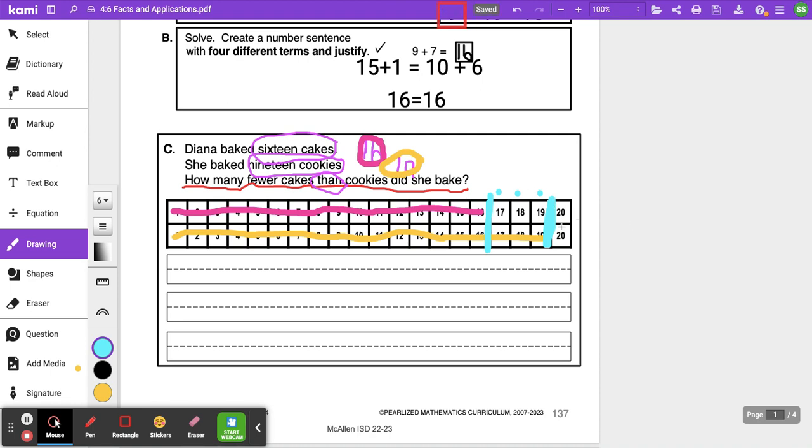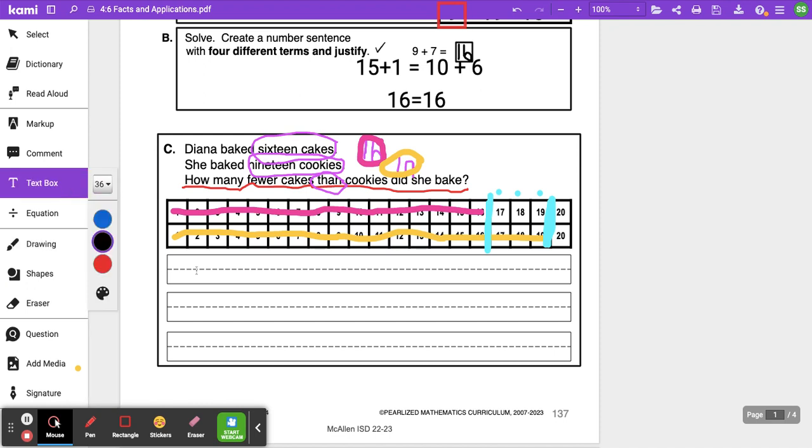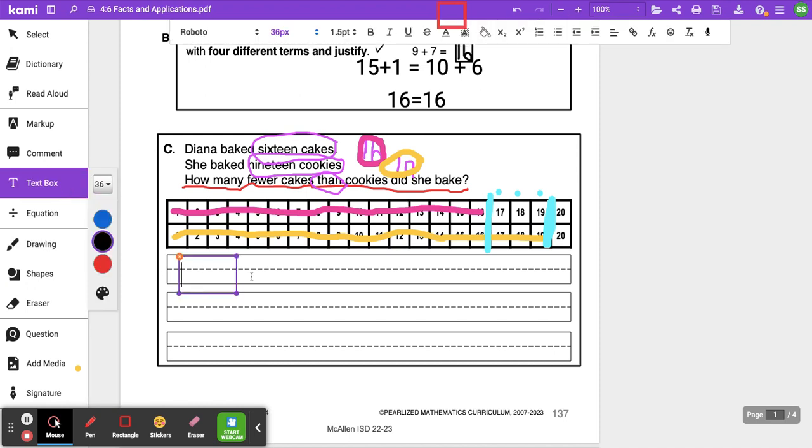3. Very good. So there were 19 cookies, 16 cakes. That has a difference of 3. If I look at the number 19 and I take away the 16, take all that away, what's left is the 3. So the first line here, we want to put in our equation. We are comparing. We're looking to see what's different. So I know I'm going to subtract.